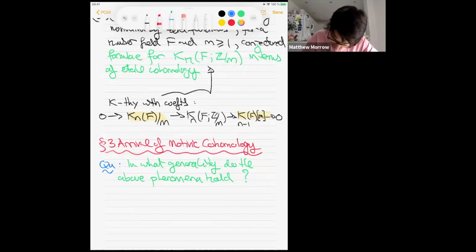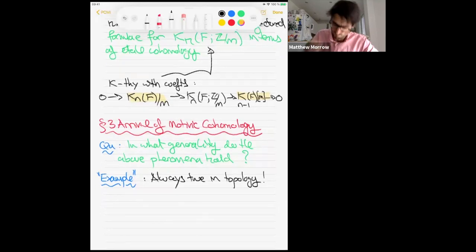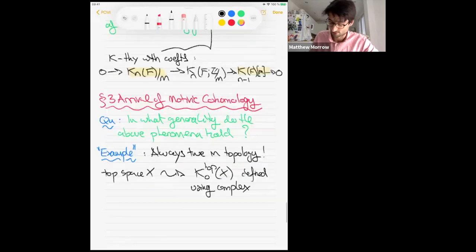I guess I better include the topological example, that it's always true in topology, in the following sense. If you've got any topological space X, you can associate to it its topological K0, defined using complex vector bundles. So again, you do the same as before: you look at isomorphism classes of complex vector bundles and force short exact sequences to give you sums.